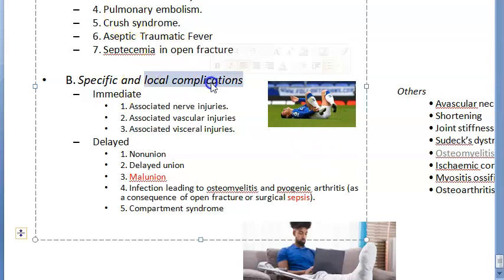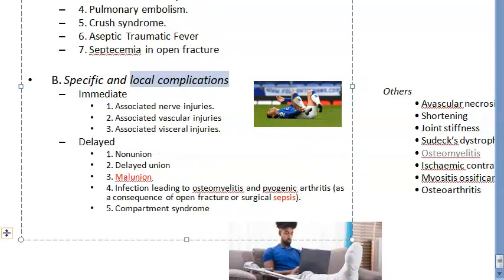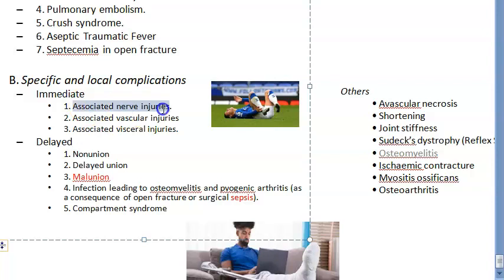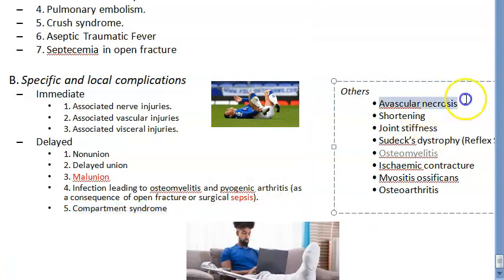Guys, actually the local complications list is a little bigger, not as small as we thought. Look at this. There can be injury to nerve, blood vessels, visceral organs, muscle, tendon, joints, all that you will write. There can be non-union, delayed union, malunion, infection, compartment syndrome also is there. Then there can be avascular necrosis, shortening of the limb, joint stiffness, Sudeck's dystrophy.